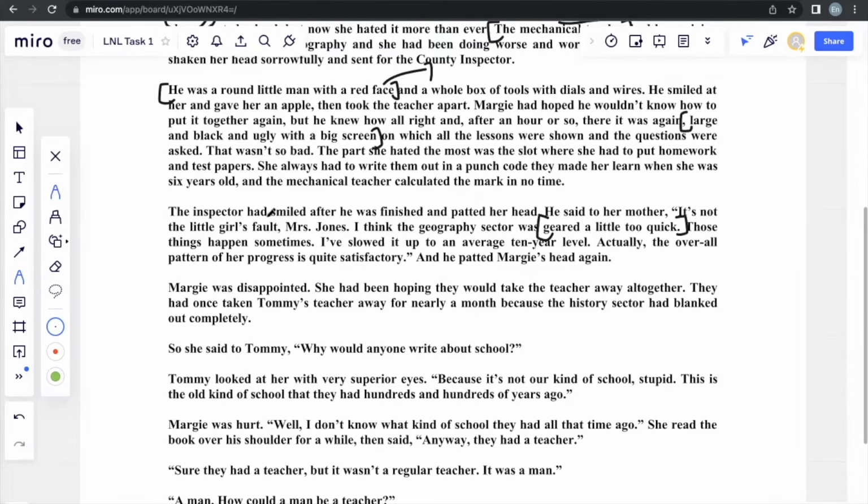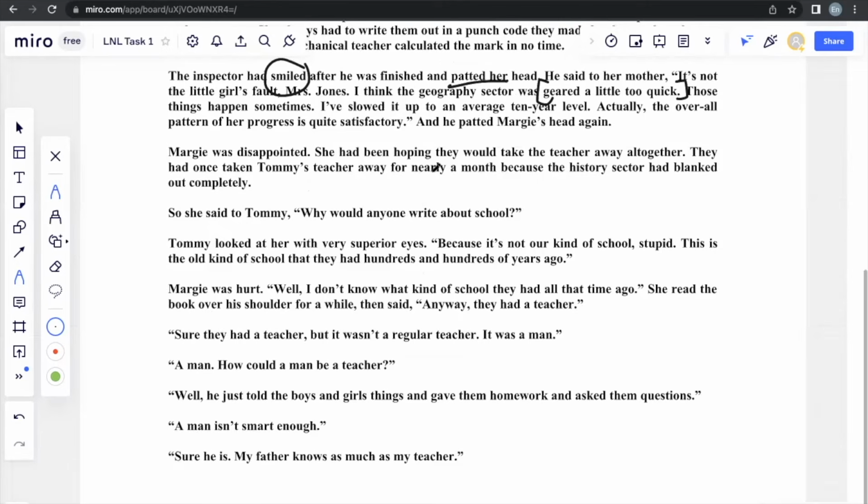We can actually tell the inspector's characterization just from this. See, the inspector had smiled, patted her head, and generally he has a kinder demeanor. He didn't put down Margie saying that she was dumb or anything. He said this is quite satisfactory for her level, which generally shows that he's not someone who will say any negative things.